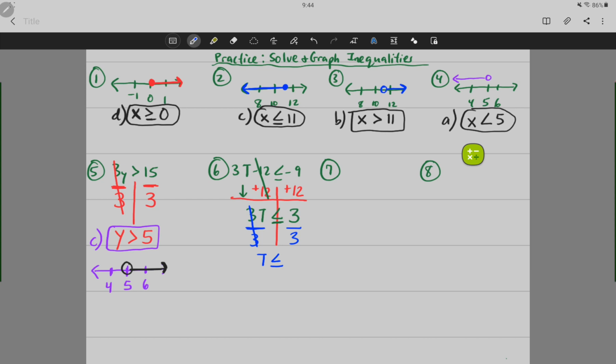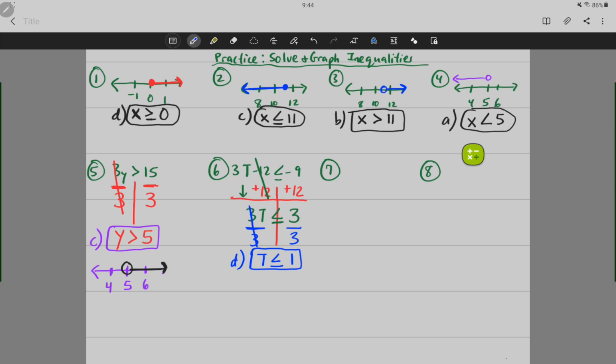3 divided by 3 is 1. We do want to put the number 1 here because we need some number to go here. We need to figure out where the number line will start. So 3 divided by 3 is 1. Let's put 1. This is our solution. t is less than or equal to positive 1, which is choice D.